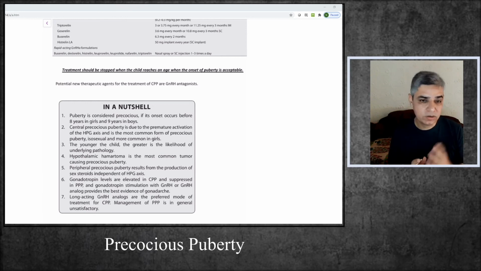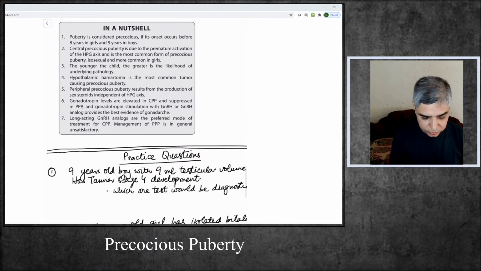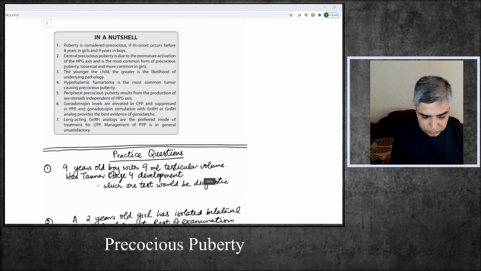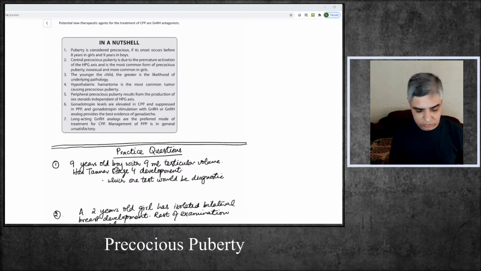Hypothalamic hamartomas are the most common tumors causing precocious puberty. It's not craniopharyngioma, remember, it's hypothalamic hamartomas. Gonadotropin levels are elevated in central precocious puberty, and they are suppressed in peripheral precocious puberty. Keep that in mind. So this was in a nutshell the topic of precocious puberty, and let's go through some practice questions which would give you an idea what types of questions are asked and what should be the answers.